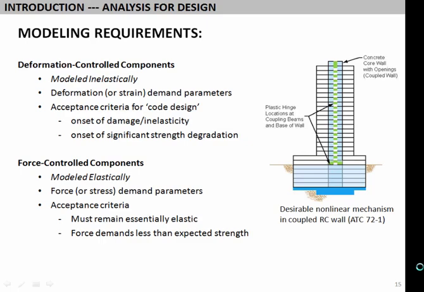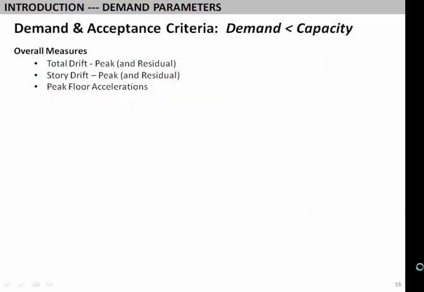But from the analysis side, you want to be thinking about, number one, which are the elements you're going to model inelastically. And again, those are the deformation-controlled ones, the other ones being elastic. But also start to think about what the demand parameters are that you're going to need to extract from your analysis model in order to compare to certain acceptance criteria. So is it deformations or strains or so forth?